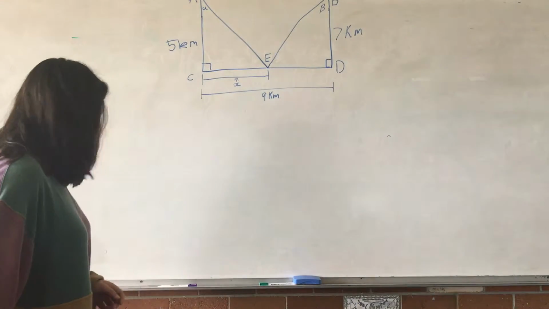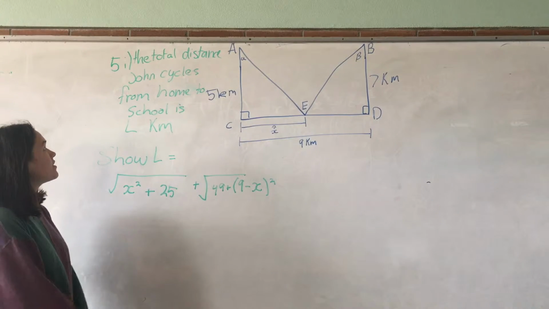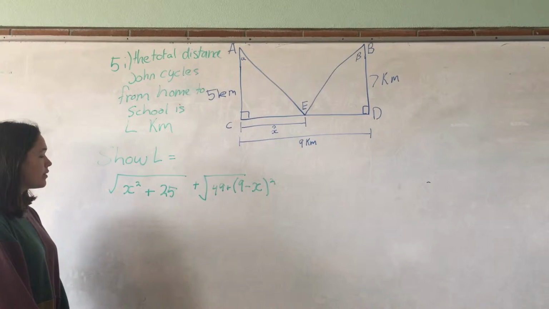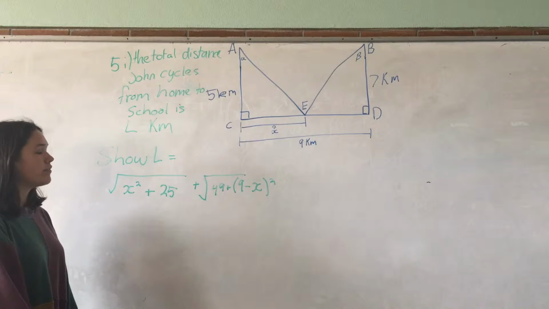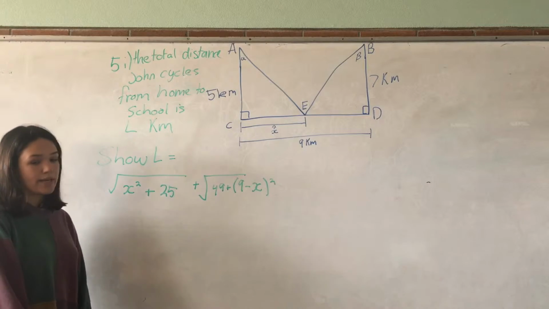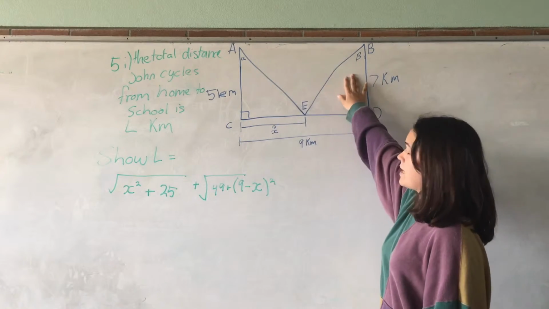First question. Question 5I is, the total distance John cycles from home to school is L kilometers. Show that L equals the square root of x squared plus 25 plus the square root of 49 plus (9 minus x) squared. Mathematically, the distance L can be described as AE plus BE.